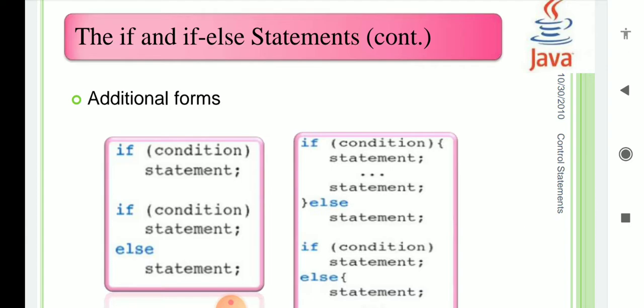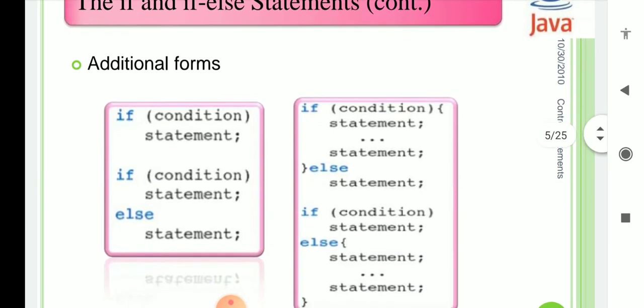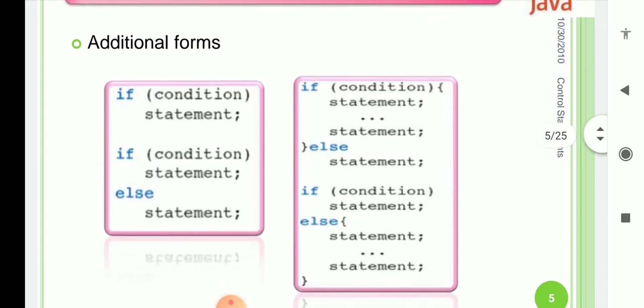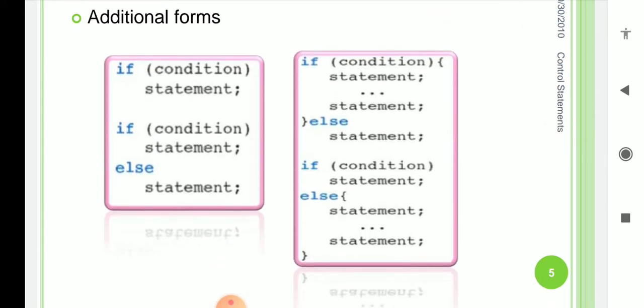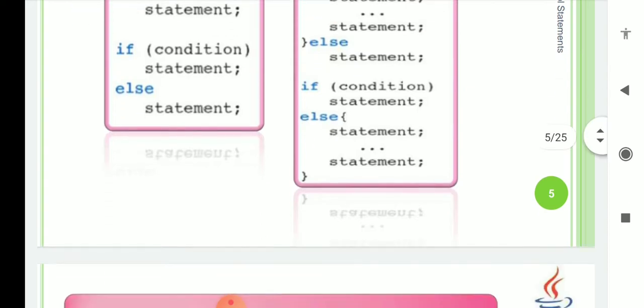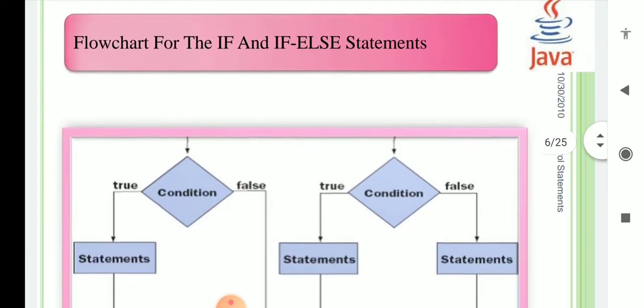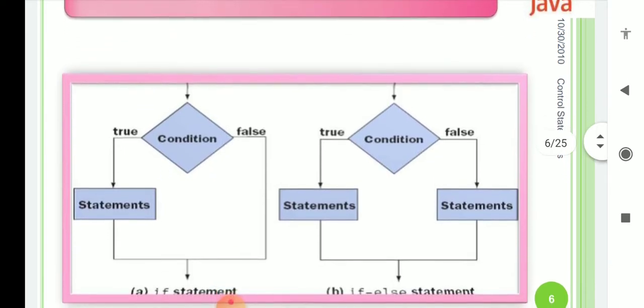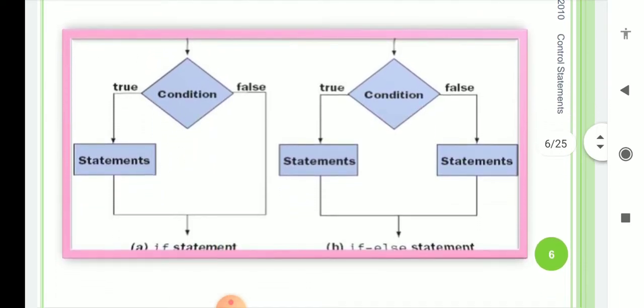Next, if and else. When we use multiple if statements, it is called a nested if. The flowchart of if and if else statements, how they are executed, I will show you through a flowchart.